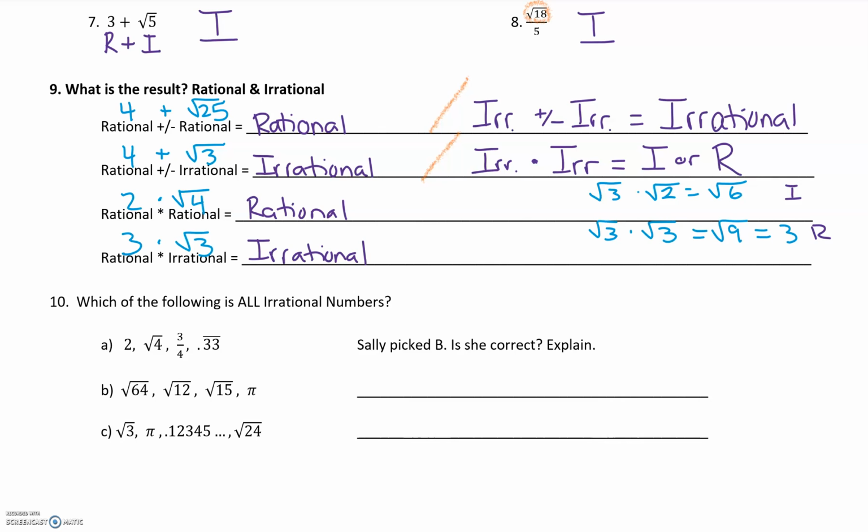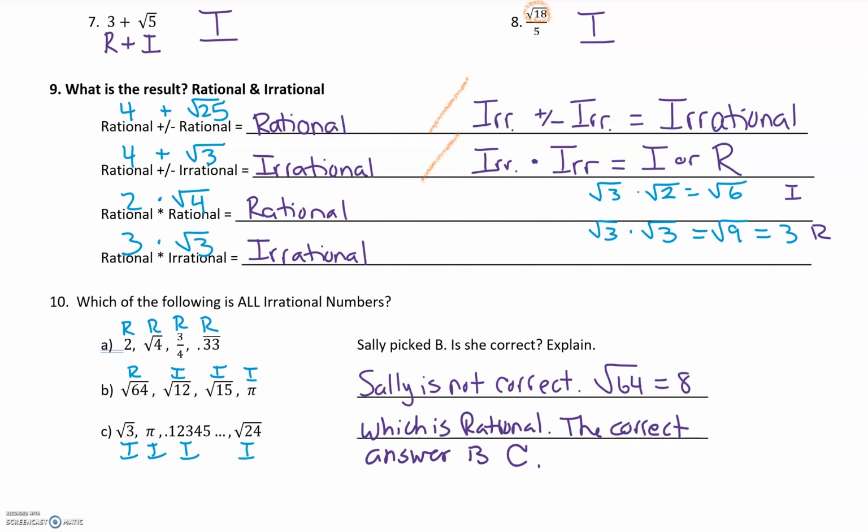All right, so look down at number 10. It says, which of the following is all irrational numbers? So we need to go through and figure out if it's A, B, or C. And then on the side it says Sally picked B. Is she correct? Explain why or why not. So go ahead, take a second, pick the right answer, and explain whether she is correct or not. And then check your answer with mine.